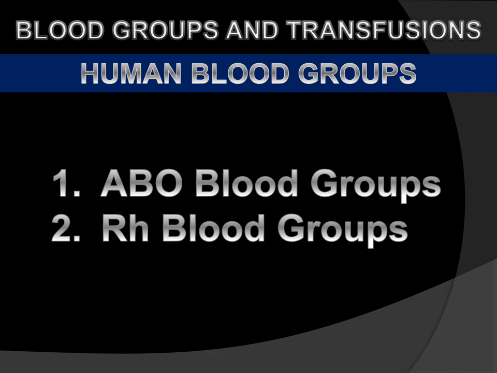Let us now go to blood groups and transfusions. There are over 30 common RBC antigens in humans. So each person's blood cells can be classified into several different blood groups. However, it is the antigens of the ABO and RH blood groups that cause the most vigorous transfusion reactions. So here, we will be describing these two groups that we have, the ABO blood group and the RH blood group.